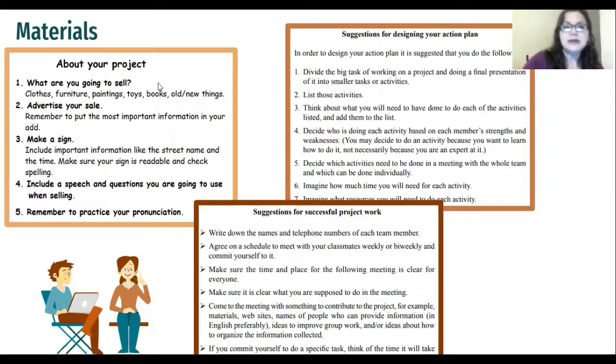Some of the materials I'm going to give to them is, for example, a list of suggestions on how to make a successful project work. For example, the first thing I'm going to explain to them is about the project and the elements of the project, or the requirements in the project. For example, they need to decide whether they are going to sell clothes, furniture, paintings, toys, books, all new things, etc.